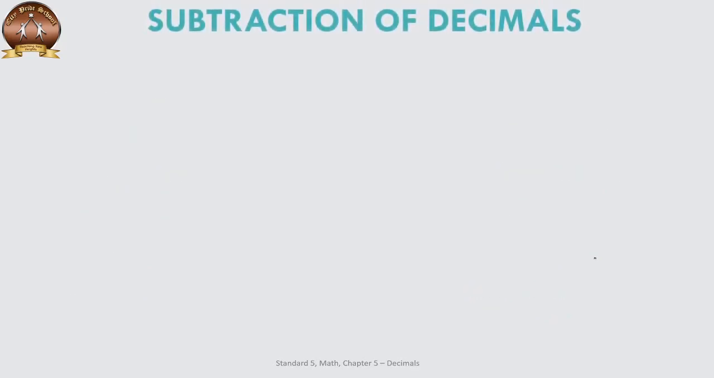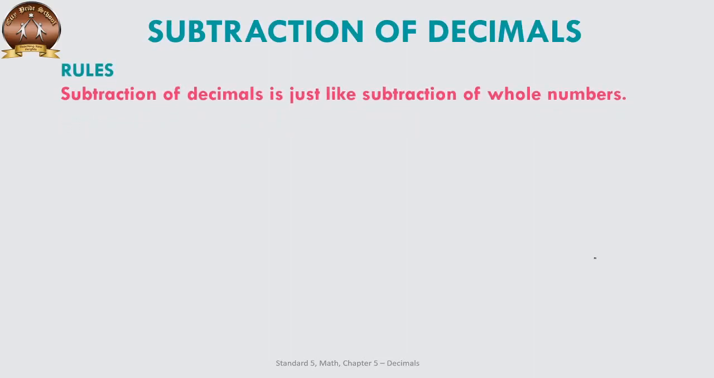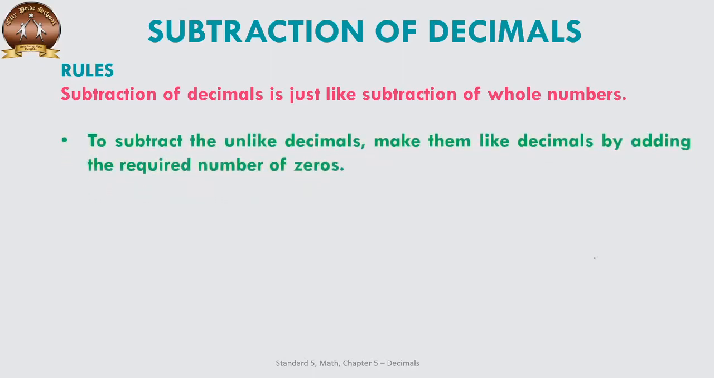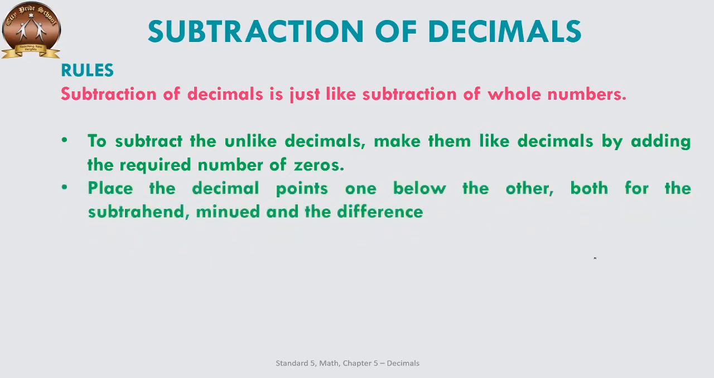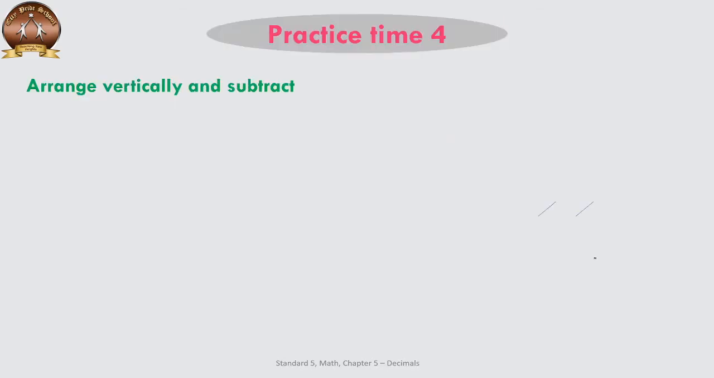Similar is the practice that has to be followed for the subtraction of decimals. The first step is that the subtraction of decimals is just like the subtraction of whole numbers. To subtract the unlike decimals, make them like decimals by adding the required number of zeros. Place the decimal points one below the other, both for the subtrahend, minuend, and the difference. Then arrange them vertically and subtract.